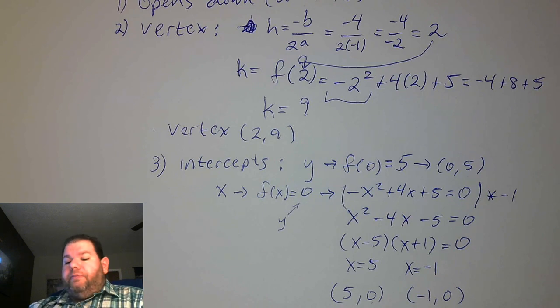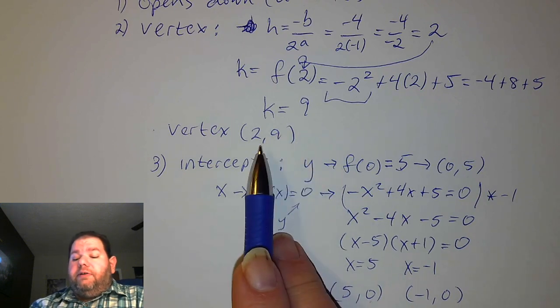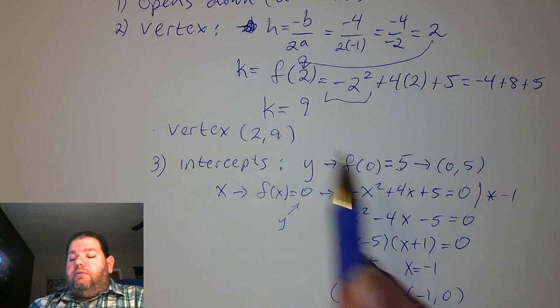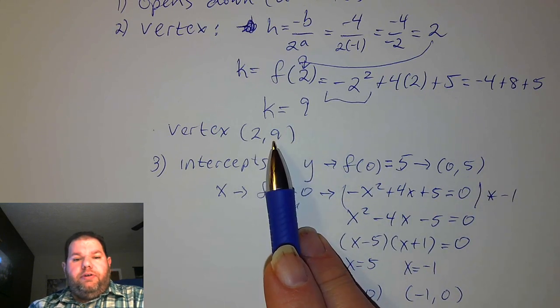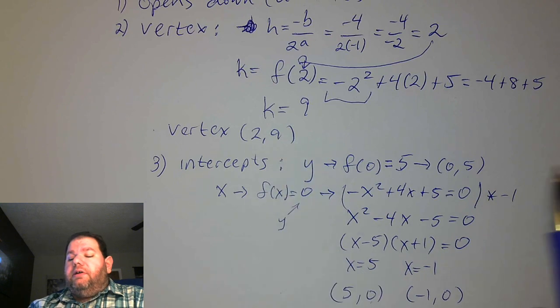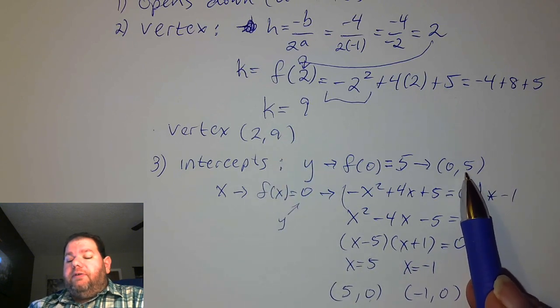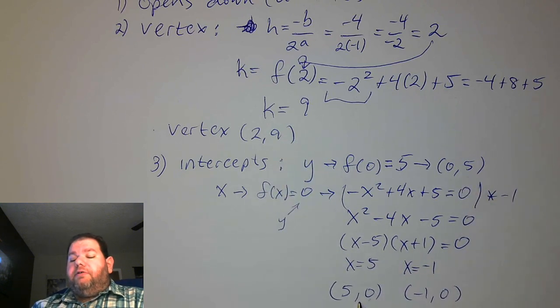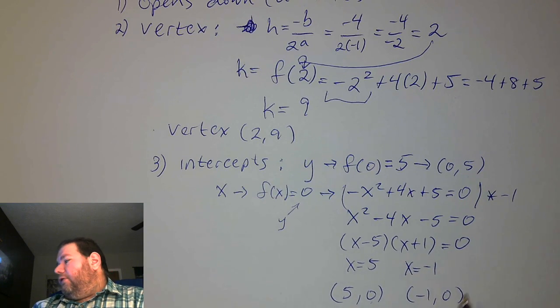Okay. And you'll notice that by this point we have 4 different coordinates that we found on the graph of f of x. We have our vertex, which in this case is the top point on the graph since it opens down. 0, 5 is the y-intercept, and 5, 0 and -1, 0 are the x-intercepts.